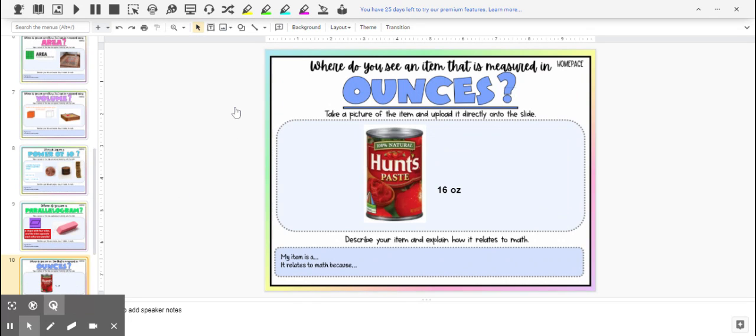Where do you see an item that is measured in ounces? When I looked through my cabinets, I found that this Hunt's tomato paste is measured in ounces. I saw that because I looked really close to the label on the can. Way down here, it says 16 ounces. Ounces is shortened on many cans and products just to OZ, so keep an eye out for that.